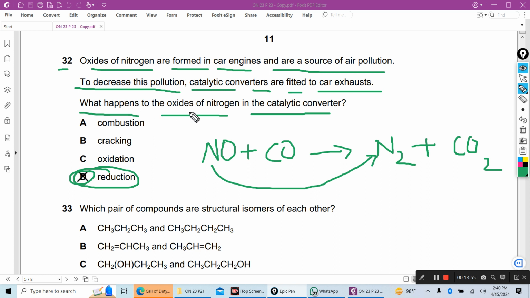What happens to the oxides of nitrogen? Oxides of nitrogen are reduced. That's why reduction is the right answer.